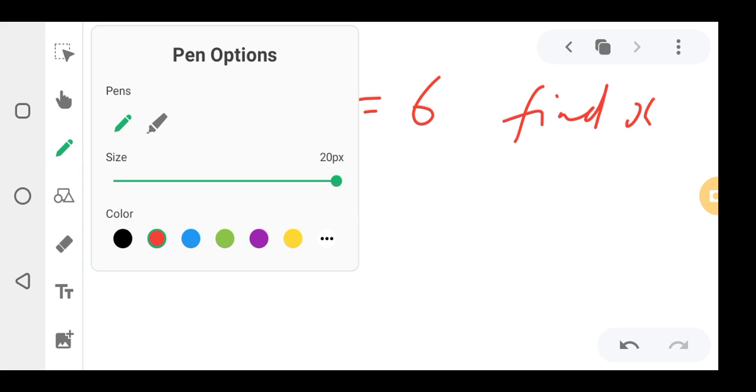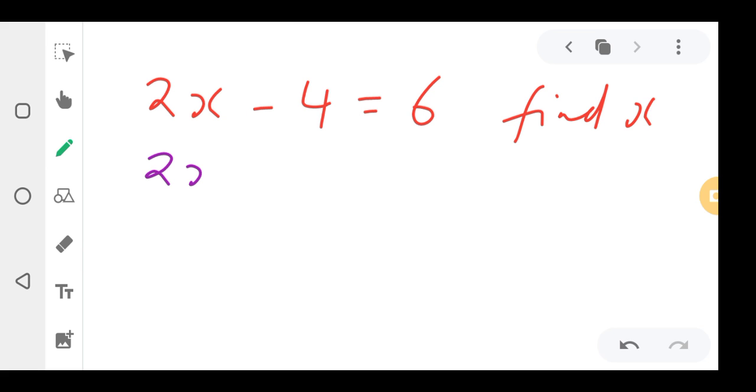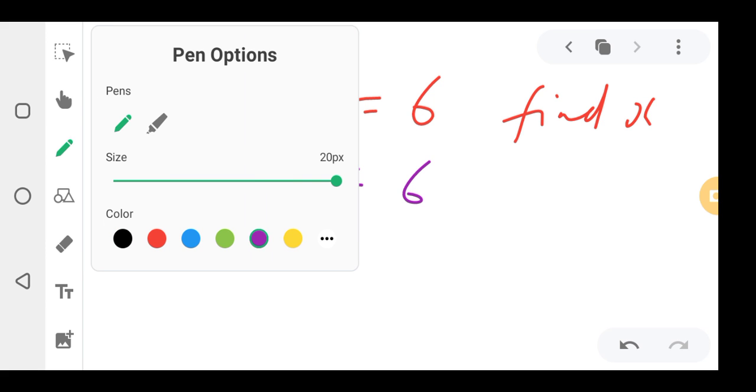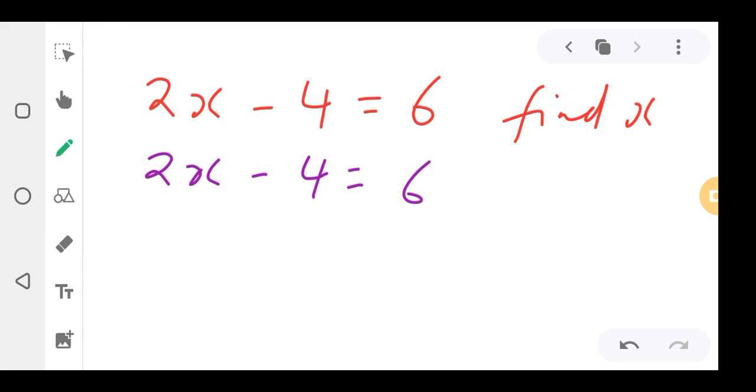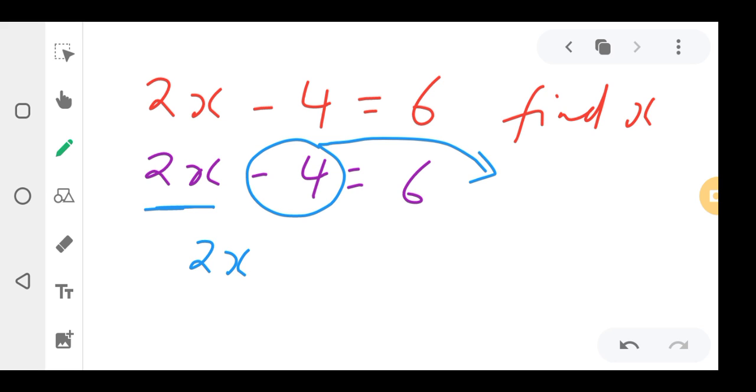The first thing you do is write your equation down here: 2x minus 4 is equal to 6. The next thing you do: this side, this one doesn't move. What moves is this one, which is negative 4. So negative 4 crosses the equal sign and goes in front of 6. If it is negative, when it crosses this side it becomes positive. So it will be 2x is equal to 6, and this one moves to the other side and becomes plus 4.